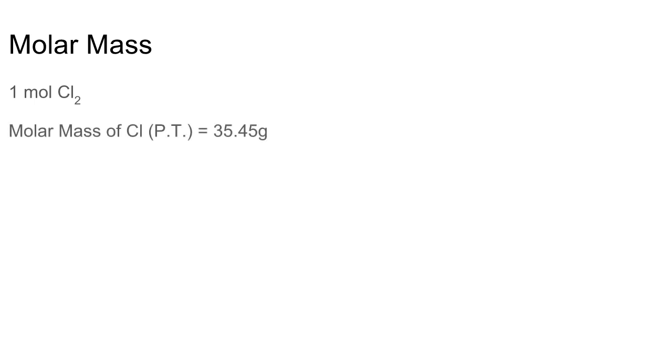And so I look at the periodic table and I can find the molar mass of 1 mole of chlorine. So 1 mole of chlorine atoms, or 600 sextillion atoms of chlorine, would weigh 35.45 grams. Now I have 2 of those. If I multiply it by 2, I get the molar mass of chlorine, or how much 1 mole of molecules of chlorine would weigh: 70.90 grams.